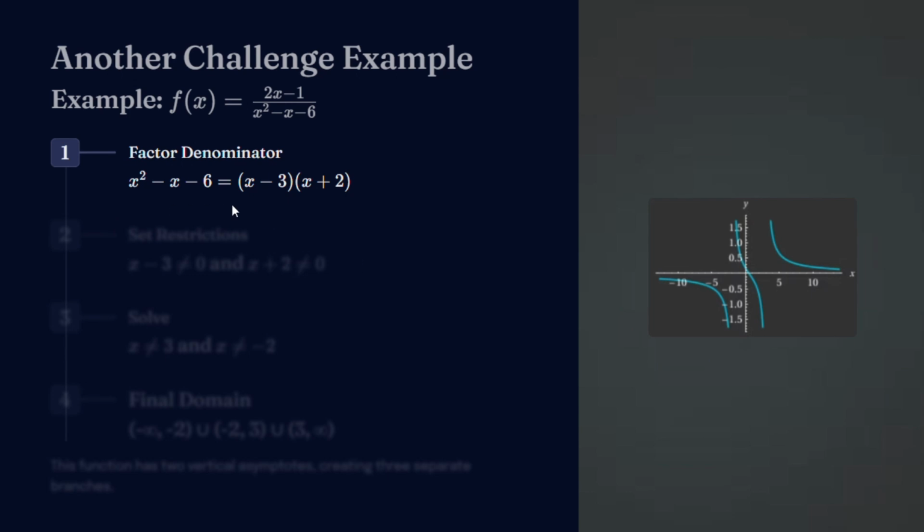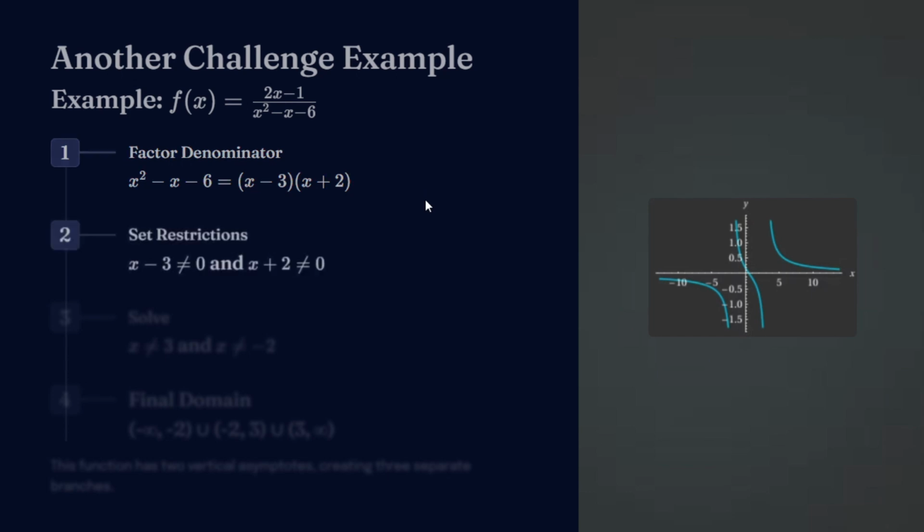So first, let's factor the denominator. X squared minus x minus 6 is the equivalent of x minus 3 times x plus 2. Using the FOIL method, you can check it. X times x is x squared, x times 2 is 2x, minus 3 times x is minus 3x. If you combine the two middle terms, that is minus x, and negative 3 times 2 is negative 6. So therefore, we know that our factorization is correct.